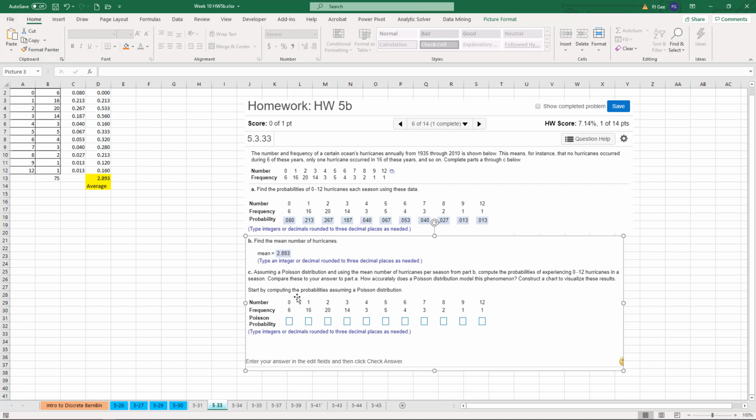Besides the reading that we have in the book, we also have a formula coming out of Excel here. So, assuming a Poisson distribution using the mean number of hurricanes, which we just came up with, compute the probabilities of experiencing 0 through 12 hurricanes in a season. So I'm going to use Poisson rather than weighted average here. Compare these to your answer to part A. How accurately does a Poisson distribution model this phenomenon? Construct a chart. Okay, so we'll go ahead and do that.